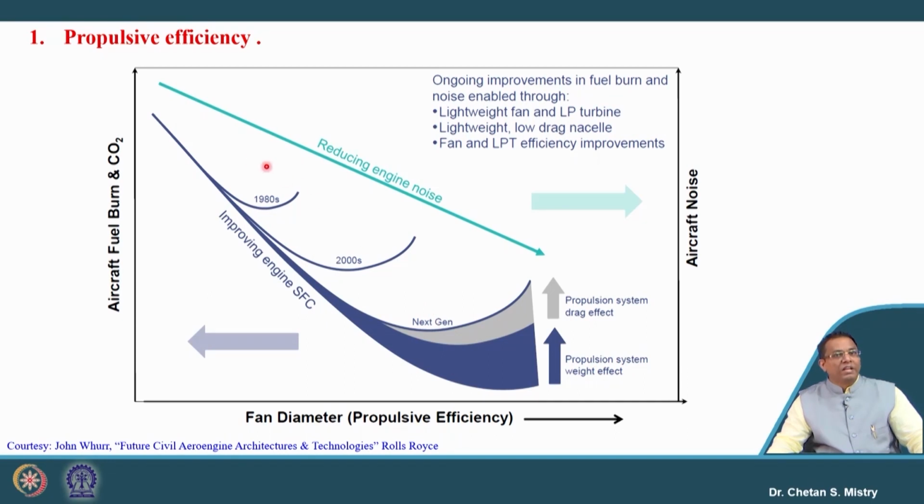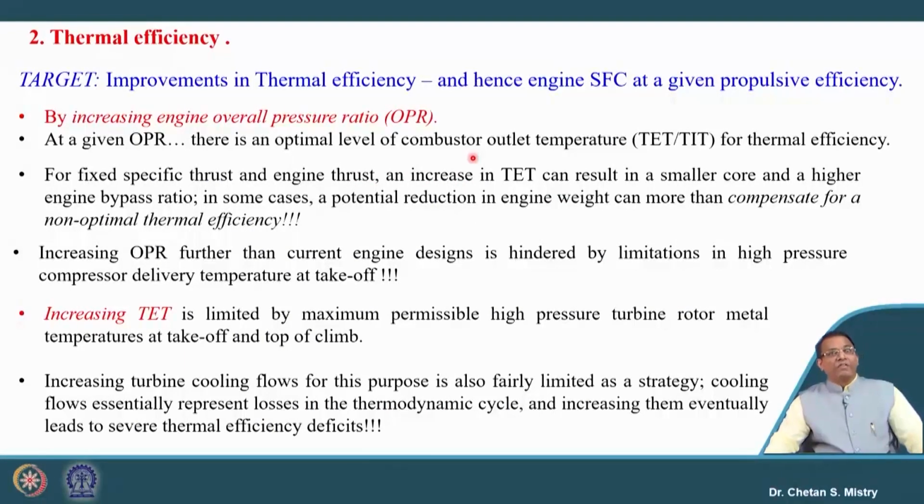Now, when we increase the fan diameter, we are able to minimize the rotational speed. That will lead to improved noise emission; we are able to reduce the noise emission. So, in order to improve fuel burn and noise, we need to have a lightweight fan and LP turbine. We are looking for a lightweight and low drag nacelle, and fan and LP turbine efficiency need to be improved.